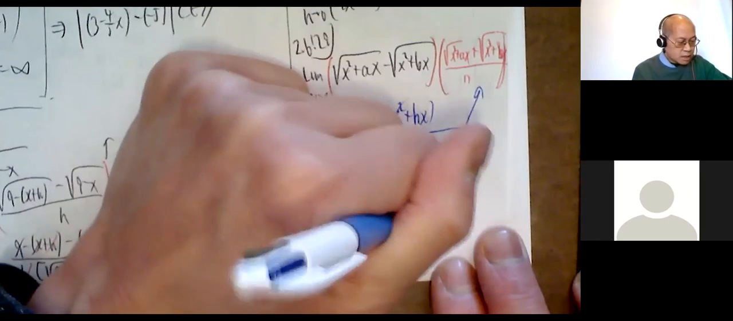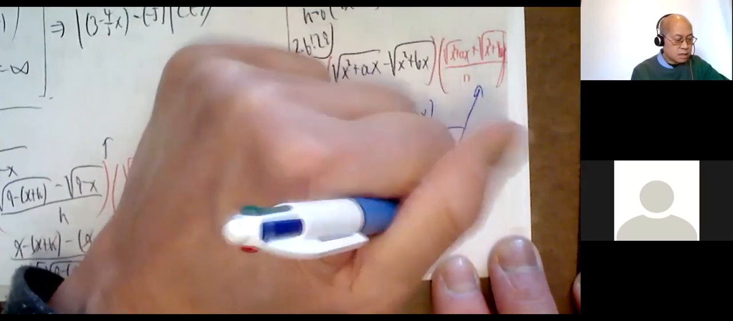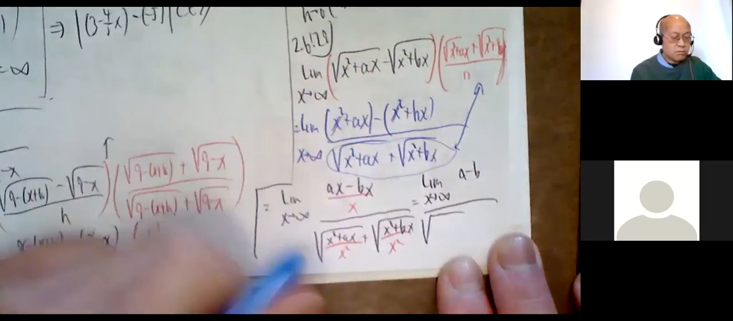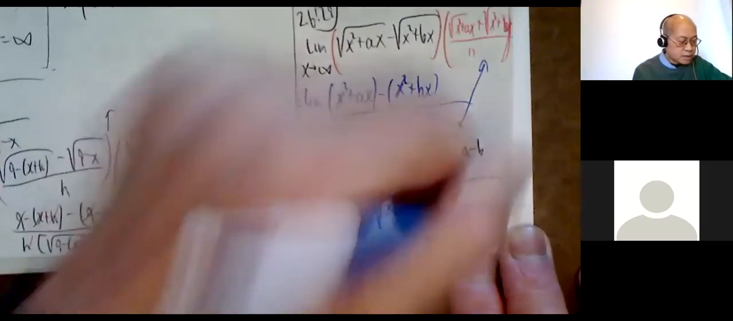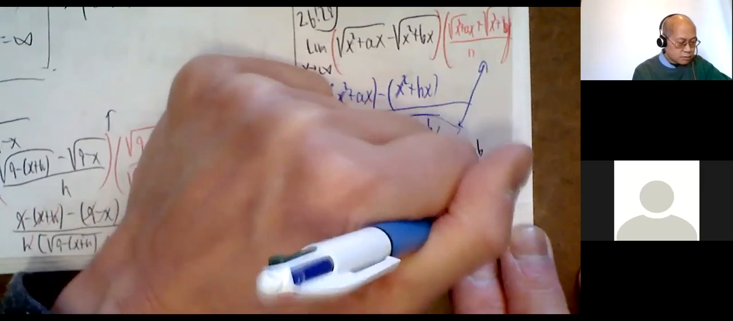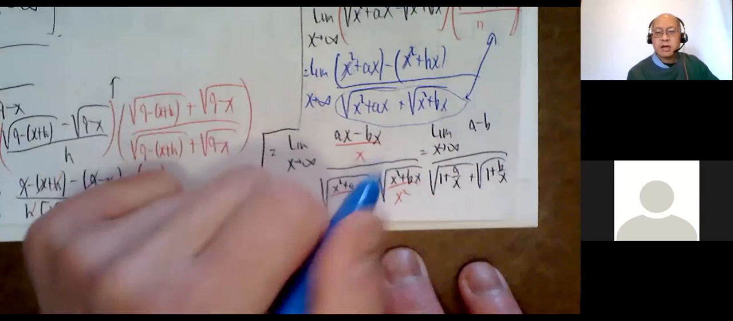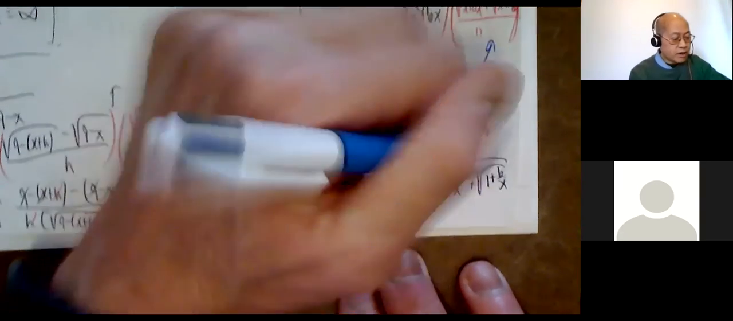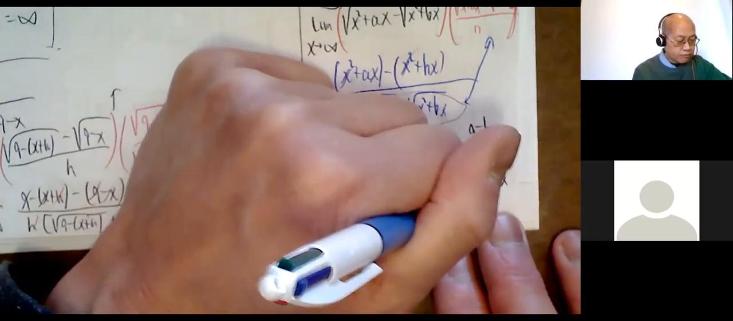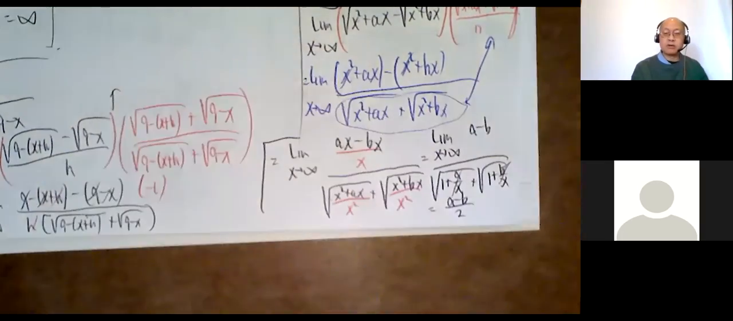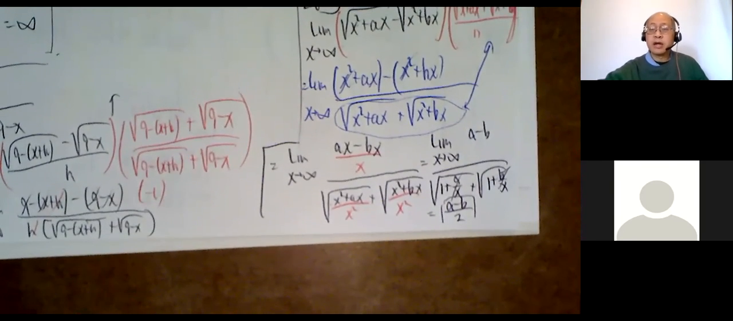Okay, so limit x approaches infinity. That's just going to be a minus b over radical 1 plus a over x plus radical 1 plus b over x. Okay, and now as x goes to infinity, that's gone, that's gone. So I have radical 1 plus radical 1. So final answer is a minus b divided by 2. Okay, and I think that's it.